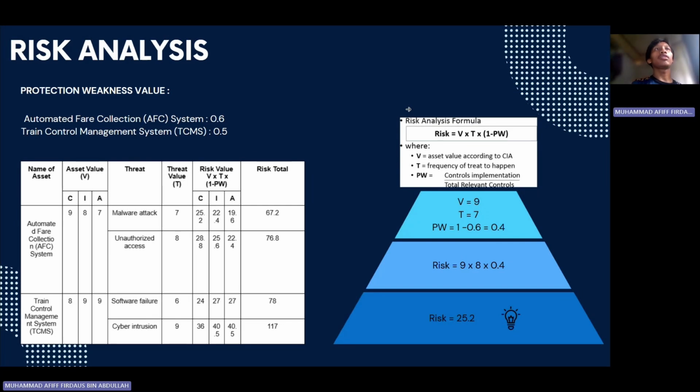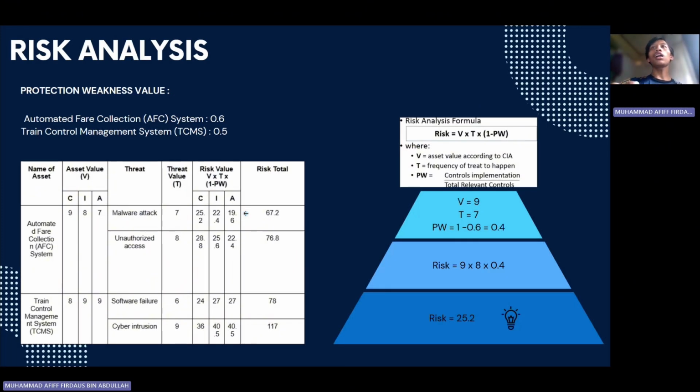How do we calculate risk analysis? Each asset has a protection weight value. For example, here we have the automated fare collection system 0.6, and then the train control management system 0.5. Here we have an example table for assets, and then we have threats. For the assets we have confidentiality, integrity, and availability, each of them, and then the threat value of each threat.